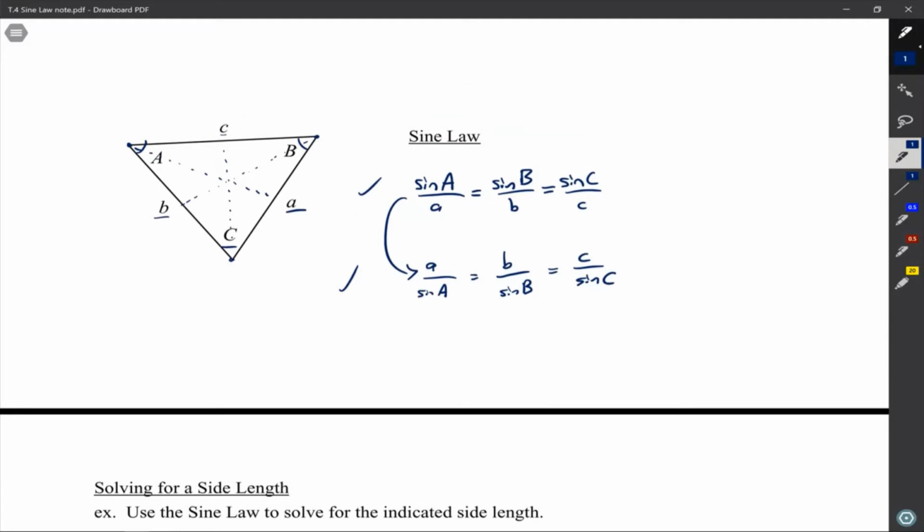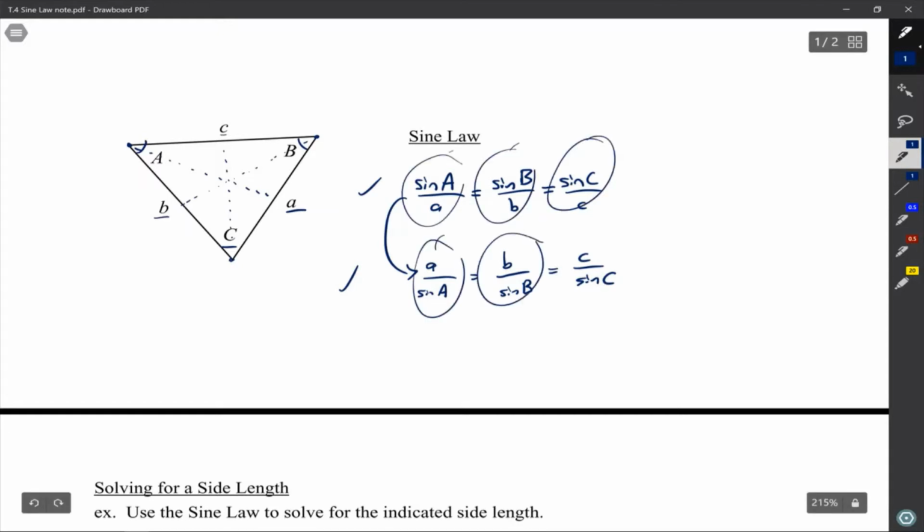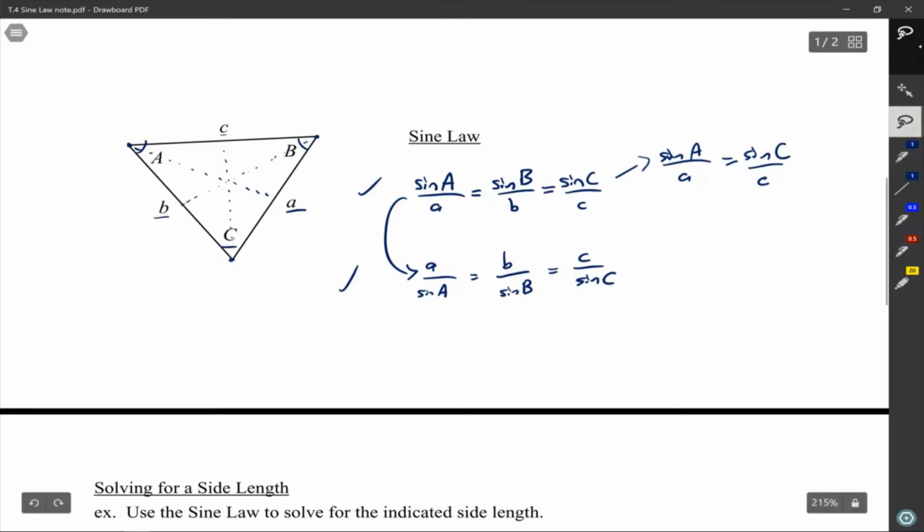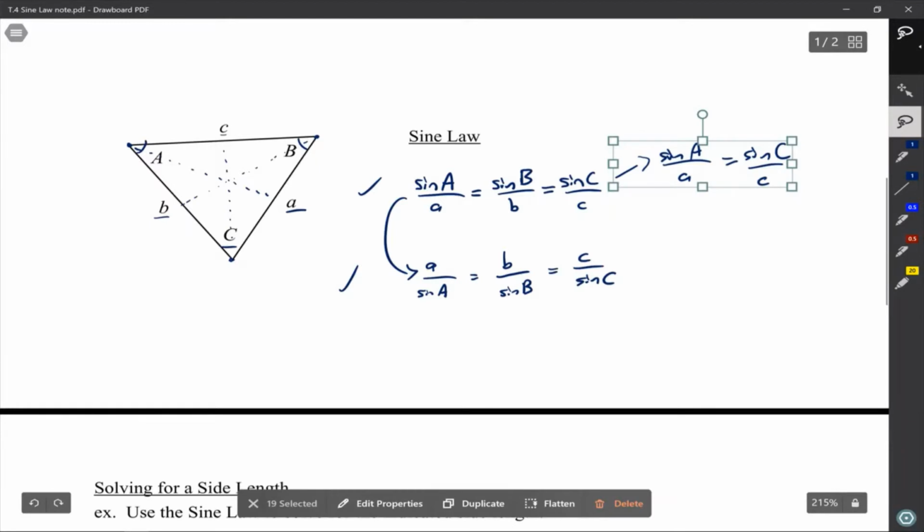We only need two of these three parts, right? So we have one part here, two parts here, three parts here. One part here, two parts here, three parts here. We only need two of those parts in order to write an equation. An example is we could say sine A over side length A equals sine C over side length C. We don't need to write this part if we don't need it. This is true, and you'll see what I mean shortly.